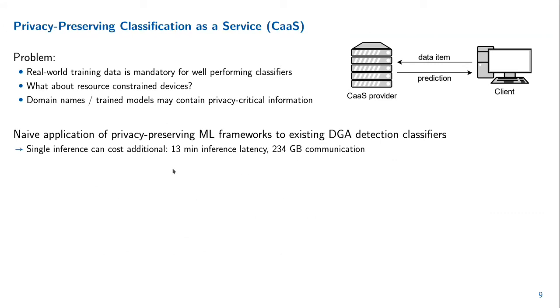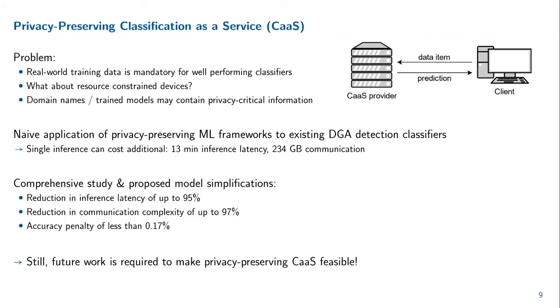Existing privacy preserving ML frameworks were already proposed in related work, and we applied them naively to existing DGA detection classifiers. And there we could show that a single inference can cost up to an additional 13 minutes of inference latency. And for a single data item, you would have to transfer like 234 gigabytes of communication for a single inference. And this is, of course, not feasible.